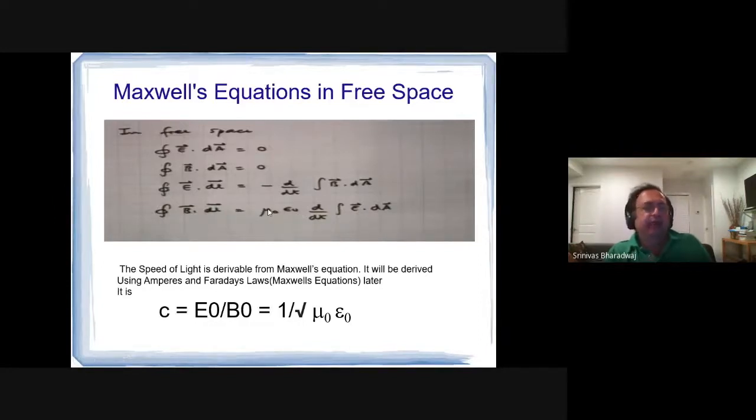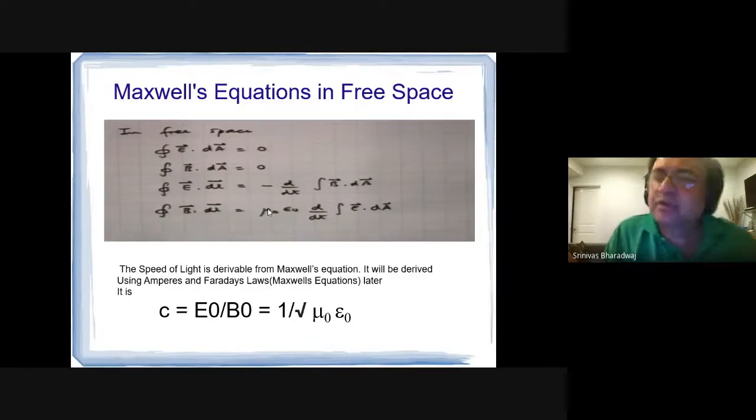Now you may remember this same equation from your wave equation, right? So your wave equation is what? Dou square phi by dou x square equals 1 by C square dou square psi by dou t square. So that was the wave equation. Now electromagnetic is also a wave, so that's where we are going next.